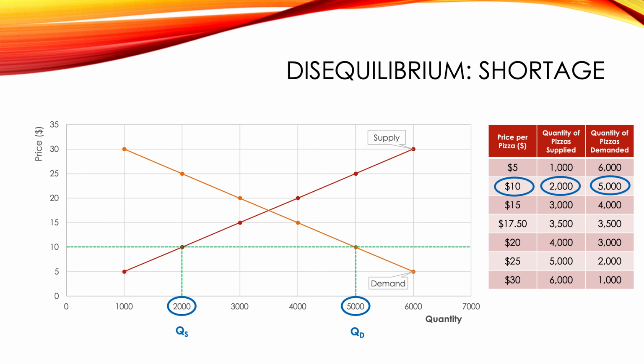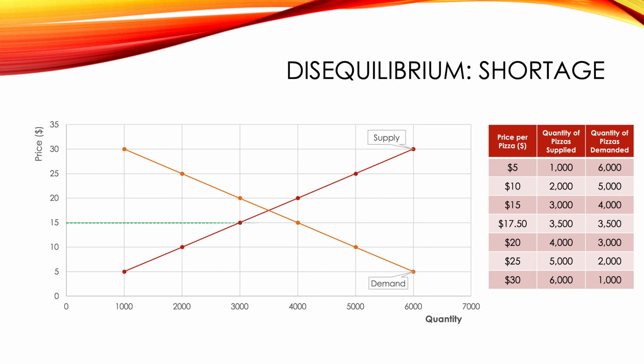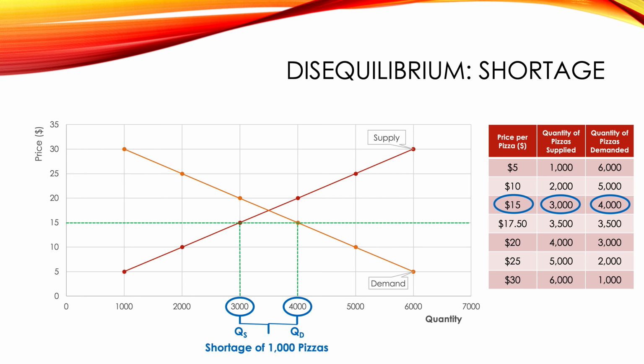So in this case, we're still going to have a shortage. The shortage isn't as big as it was when the price was $5. This time the shortage is only 3,000 pizzas. So it's better, but we're still not at the equilibrium. If the price of a pizza were $15, we're getting closer, right? Because if the price of a pizza is $15, the quantity demanded, which we can see right here, would be 4,000, and the quantity supplied would be 3,000. And while we would have a small shortage this time, a shortage of only 1,000 pizzas, we would still have a shortage.